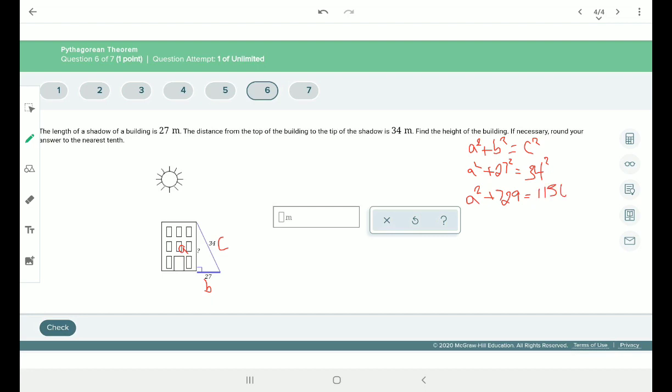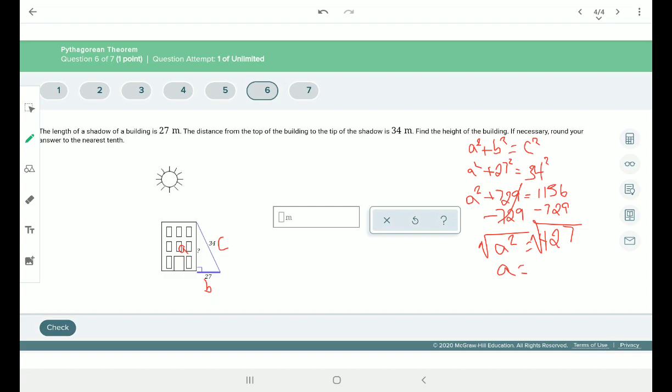1,156, and now I can start to solve. Remember, to get a squared by itself, I have to get rid of 729. In order to get rid of it, I do the opposite, so I subtract, and in this case I get a squared, right? These cancel. A squared equals 427. And then my last step, I have to take the square root to get a by itself. So I get a equals the square root of 427.